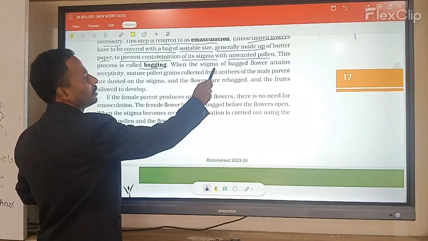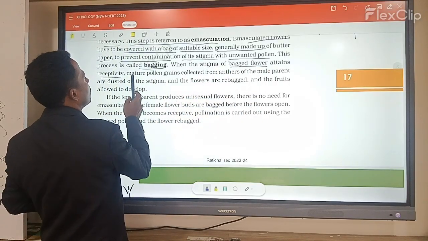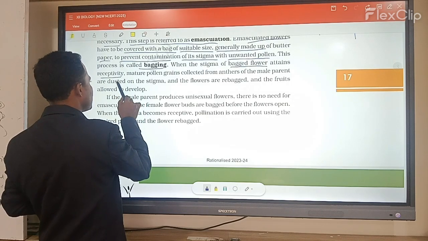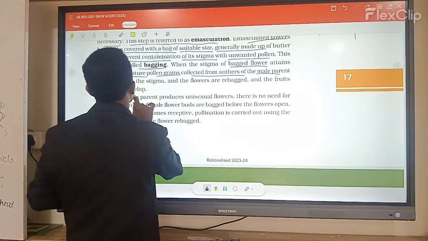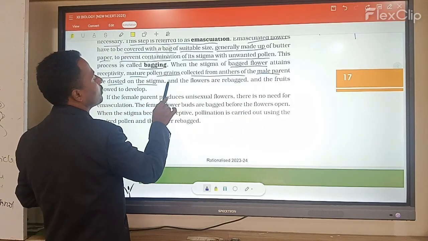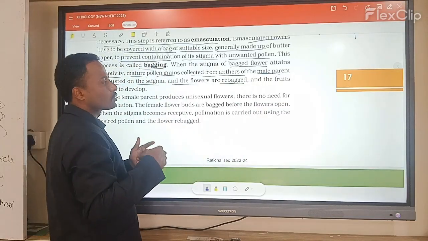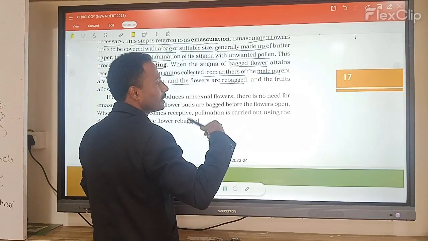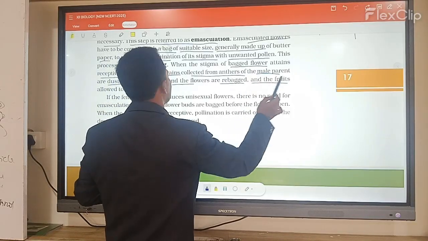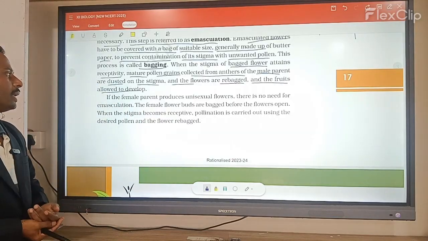Next, when the stigma of the bagged flowers becomes receptive, mature pollen grains collected from the anthers of the male parent are dusted on the stigma and the flowers are rebagged, covered again with paper, and the fruits are allowed to develop. So what happens? Fruits develop.